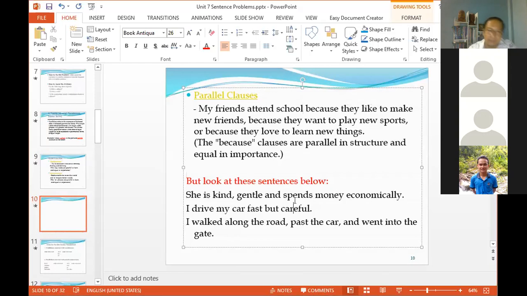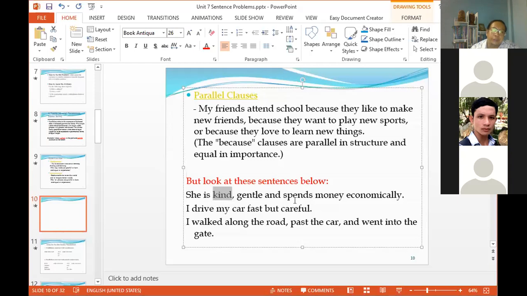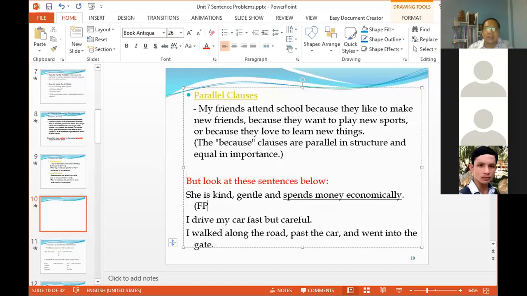How about this one, buddy? Now look at this one, everybody. Kind, is it adjective, adverb, or noun? Adjective, teacher. How about gentle? Also adjective. And then here, is it the same or not? Spend, verb. Money, noun. Economically, adverb. So is it the same part of speech or not? No, right? And what do we call this mistake? Faulty parallelism.